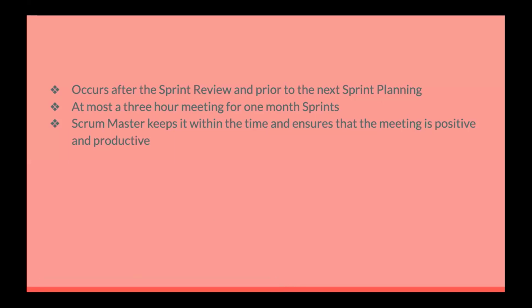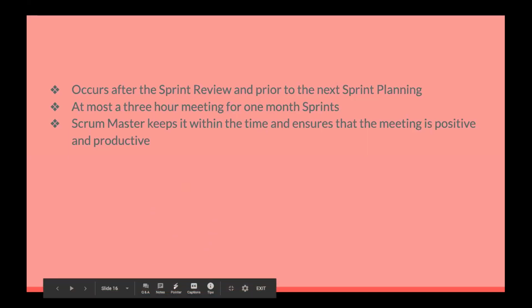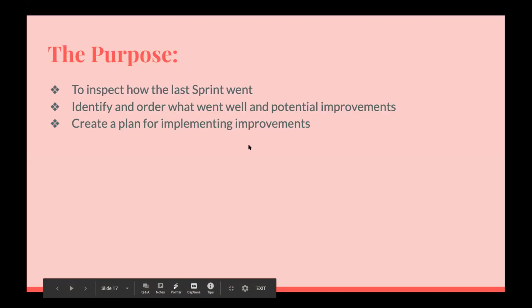And the purpose is to inspect how the last sprint went with regards to the people, the relationship, and the process and the tools. And the Scrum Master will encourage the team to improve and to make it more effective and enjoyable. And the Scrum team will plan ways to increase product quality by improving the work and adapting the definition of done. And that was this slide, so the purpose.